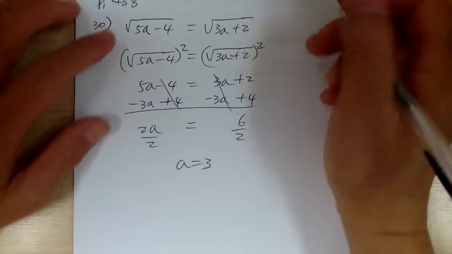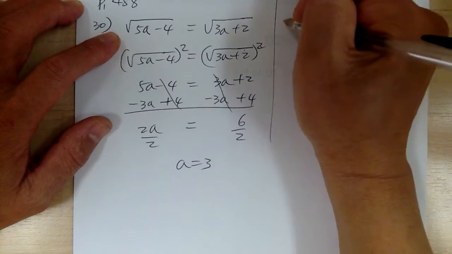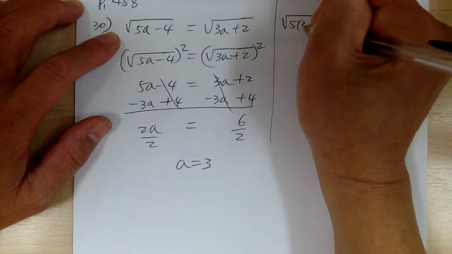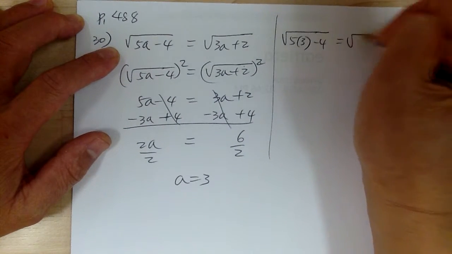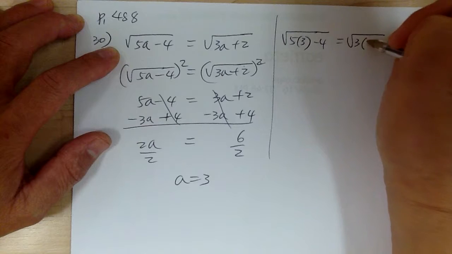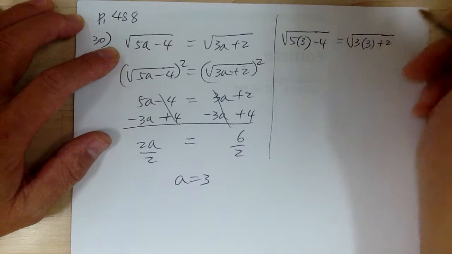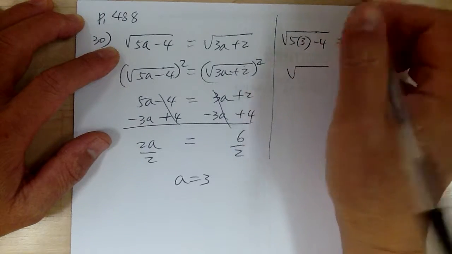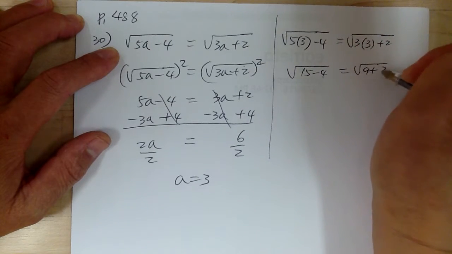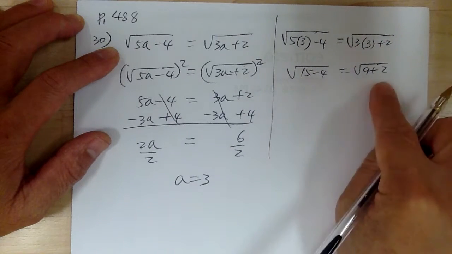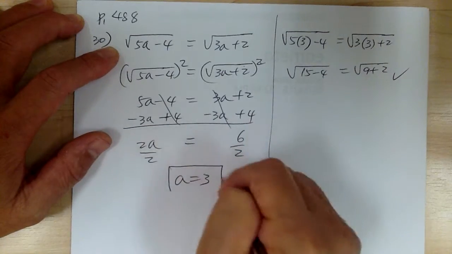So I'm going to check my answers. So I get square root of 5 times 3 minus 4 equal to square root of 3 times 3 plus 2. So I get square root of 15 minus 4 equal to square root of 9 plus 2. So 11, so it checks out. Okay, so that's it.